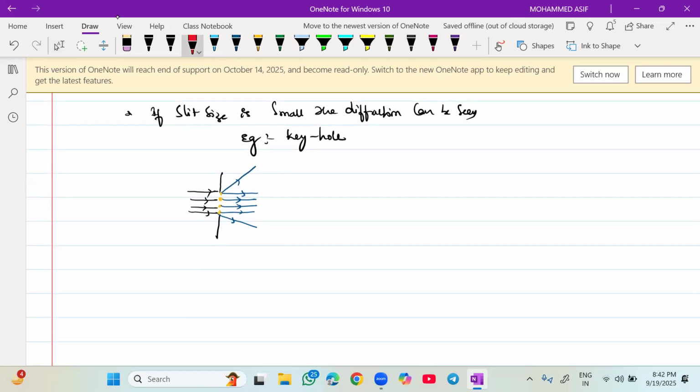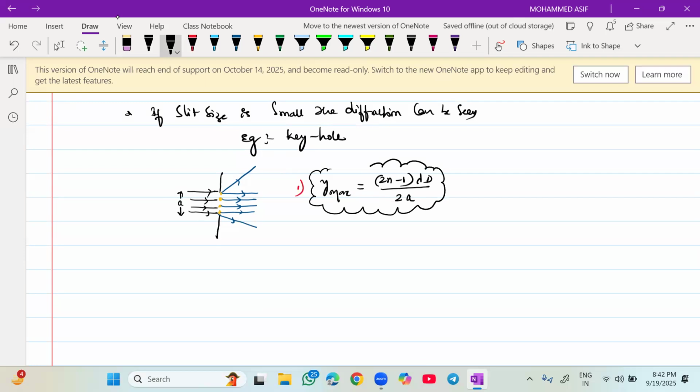In single slit diffraction, first formula: Y max is calculated by the formula Y max equals (2n minus 1) lambda D divided by 2a. Here a is the slit width; there we represented it by small d, here we represent it by a. That means the minima of YDSE act as the maxima of diffraction, the opposite. The minima of interference act as maxima of single slit diffraction, where n equals 1, 2, 3, 4, and so on.